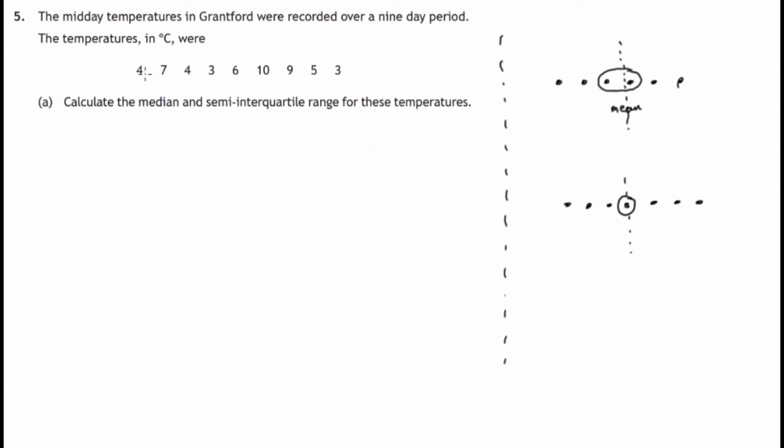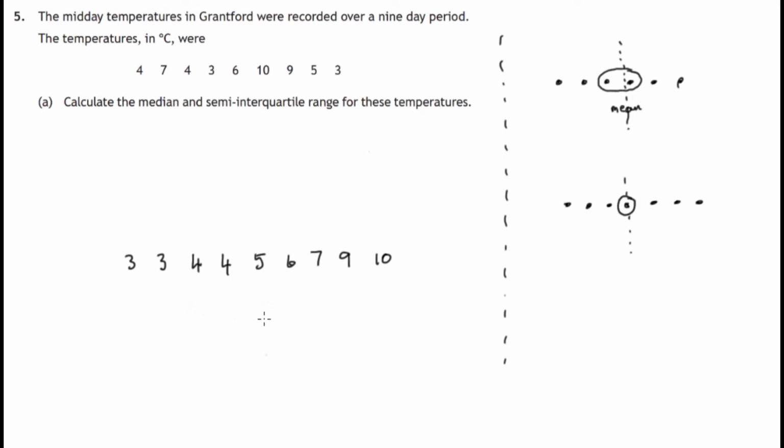So in this case, we've got 1, 2, 3, 4, 5, 6, 7, 8, 9 numbers. Let's put them in order. So there's a couple of 3s, a couple of 4s, there's a 5, there's a 6, there's a 7, there's a 9, and there's a 10. And that's 9 numbers. Just double check the totals there. So that's them placed in increasing order.